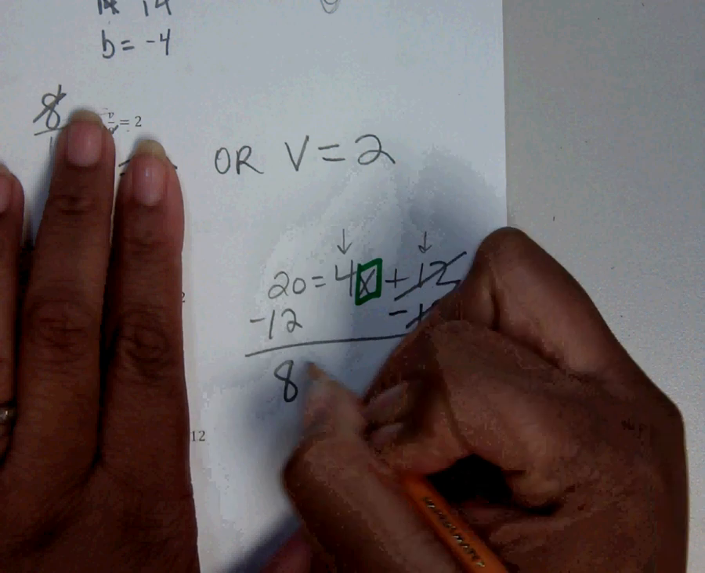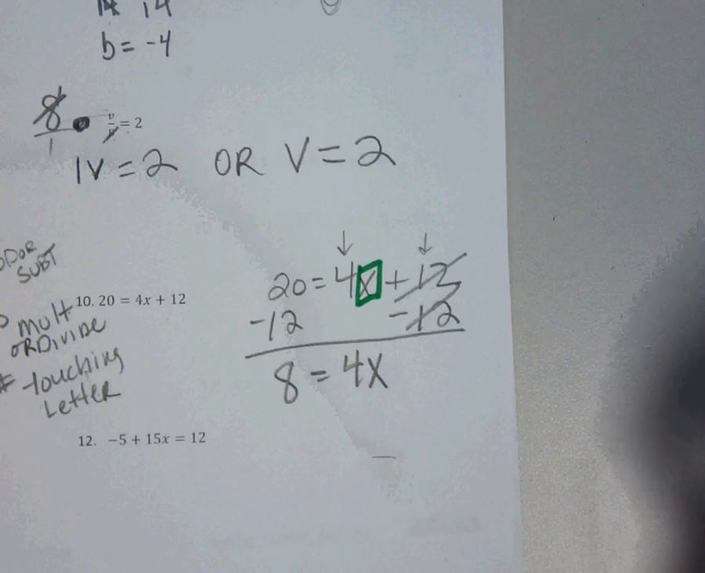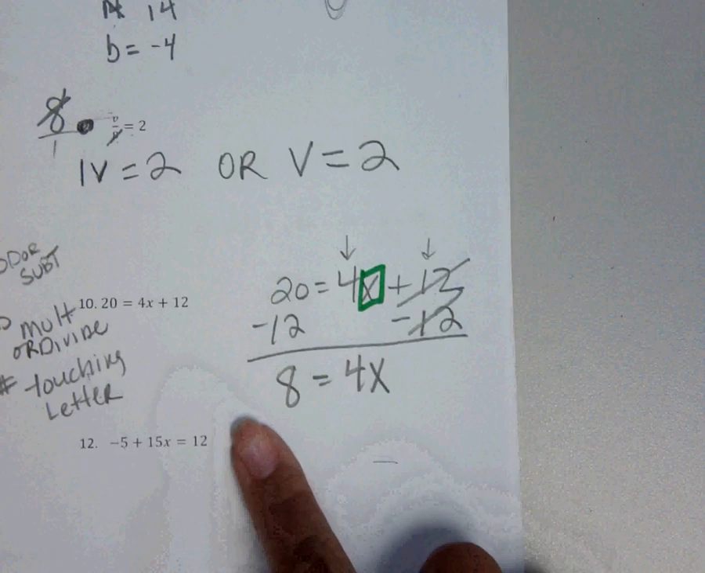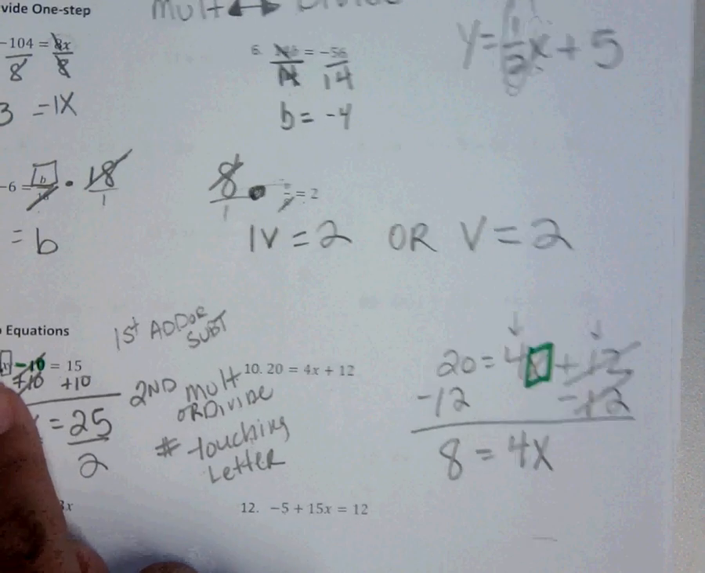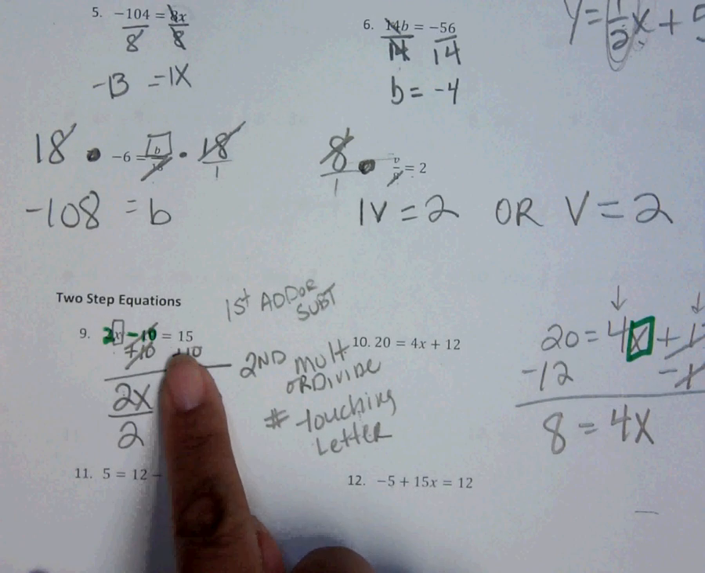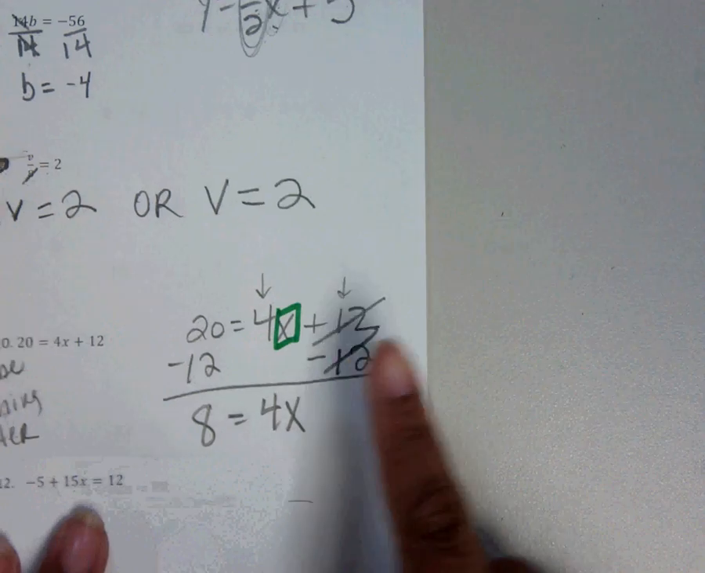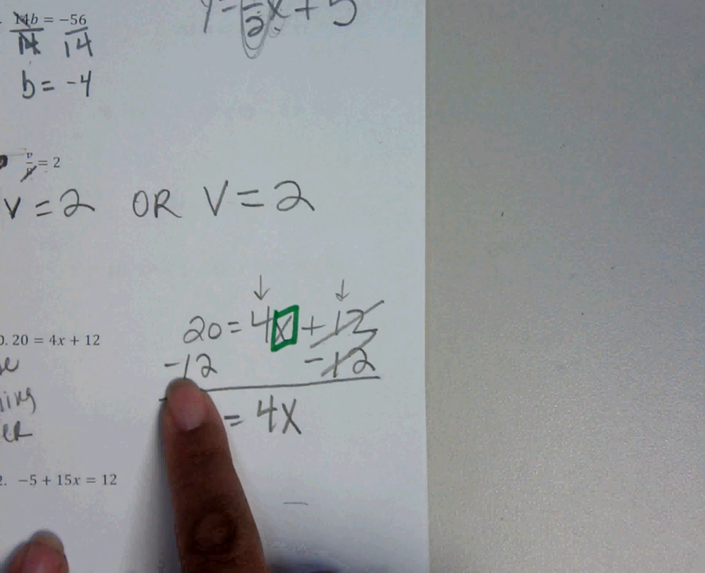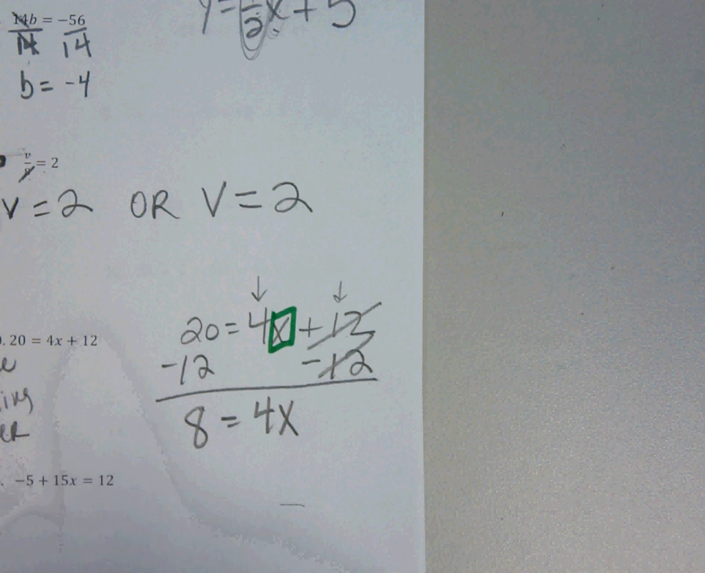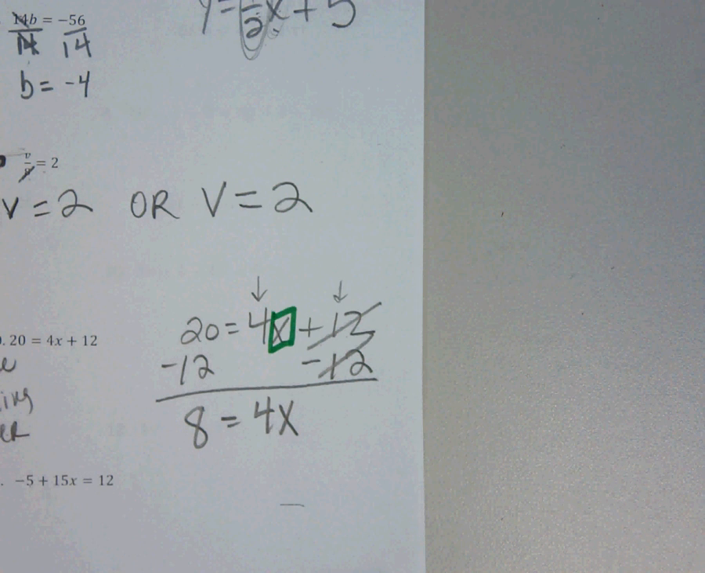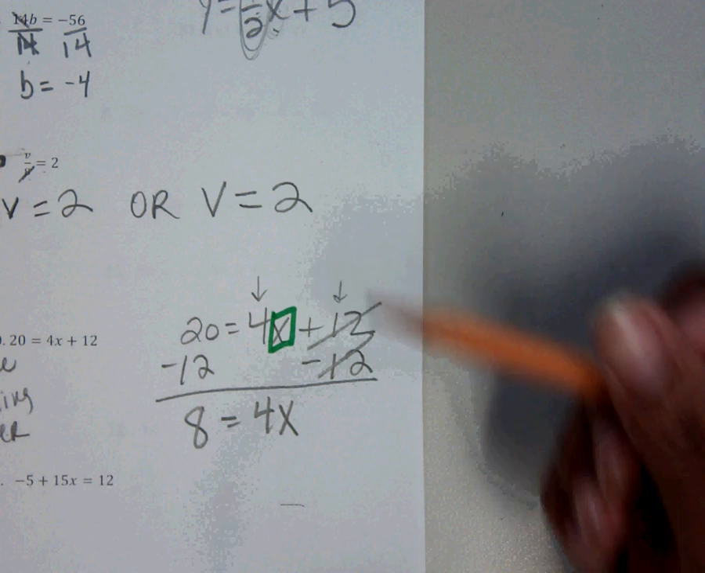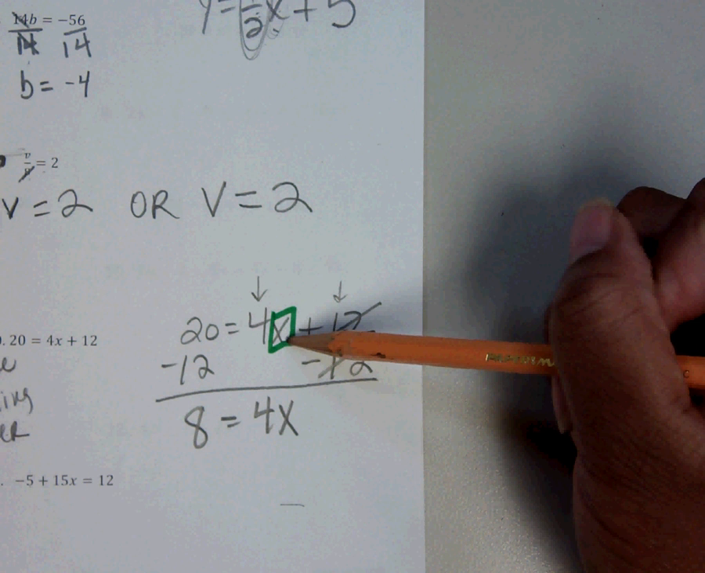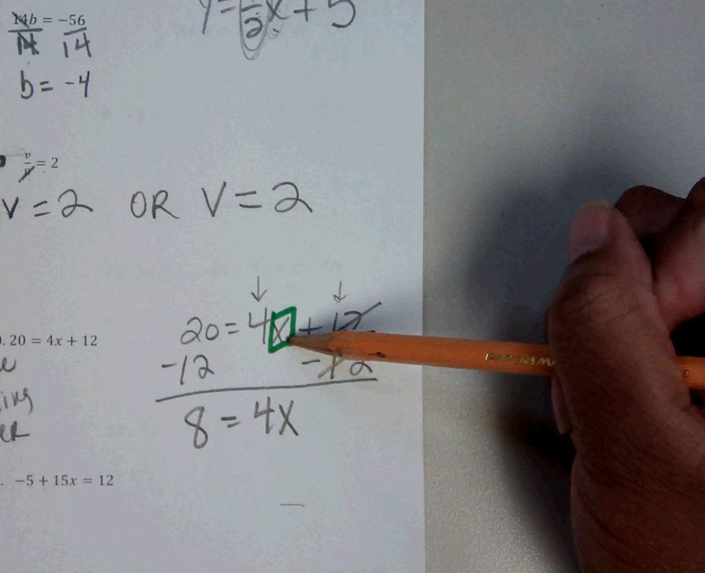So this is 8 equals 4x. But over here, Miss, you move the stuff from the left and then you went to the right. So why are you going from the right to the left? That doesn't make sense. Don't you always go from the left to the right? No. You find the letter, and wherever the letter is, you move the stuff on that side.